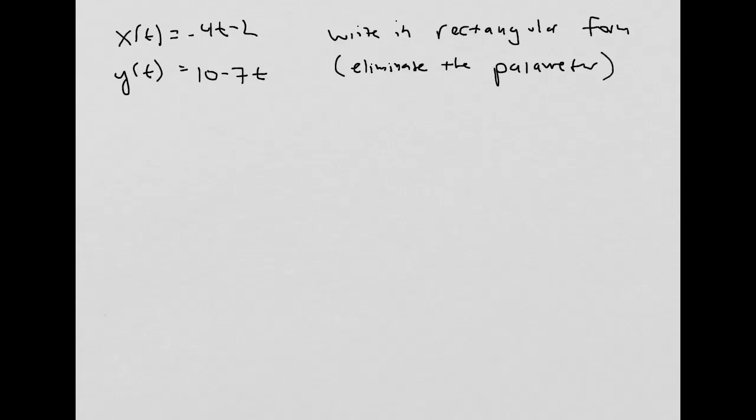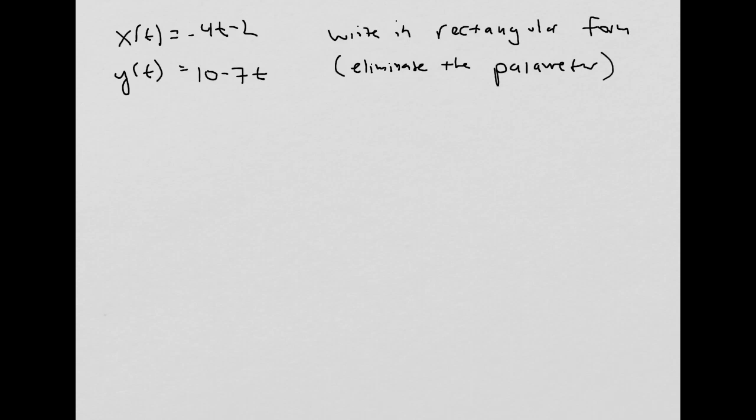All right, here we got the parametric equations, right? So x is equal to negative 4t minus 2, y is equal to 10 minus 7t, and the question says to write this in rectangular form, right? What that means is to eliminate the parameter, which means we want to eliminate the t and get this in terms of x and y only.